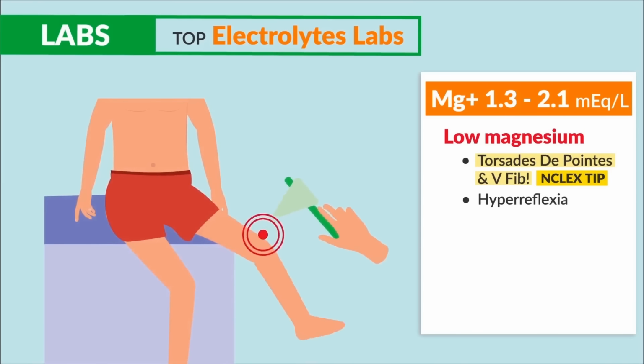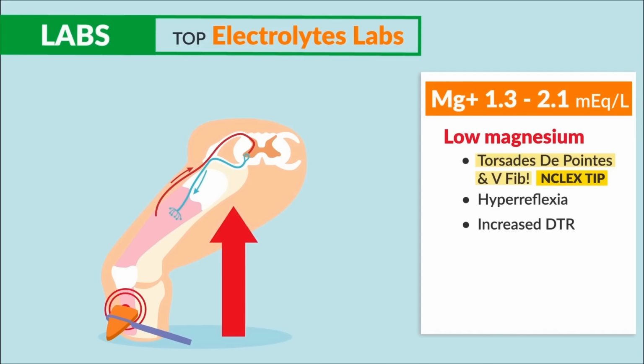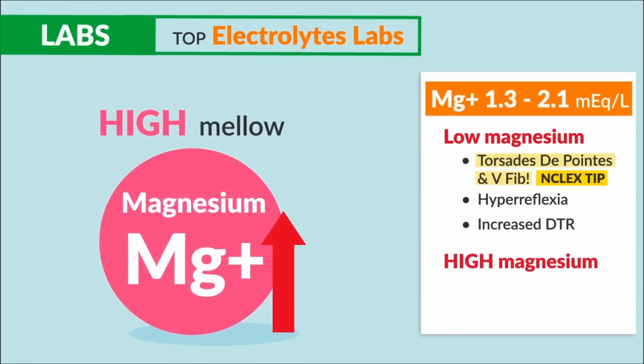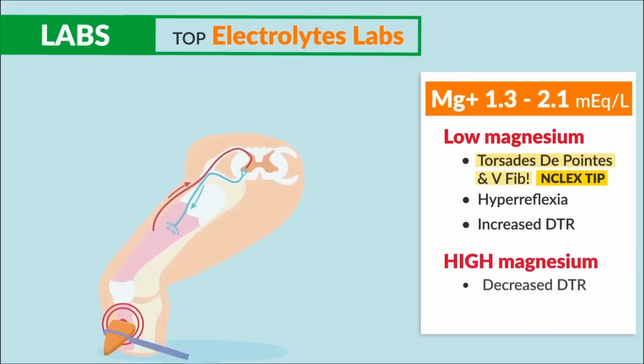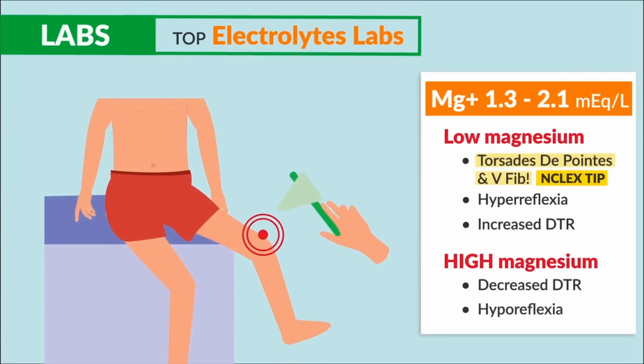Next is hyperreflexia, as well as increased DTRs, those deep tendon reflexes. And for high magnesium, we have high mellow. Everything is just mellowed out. So decreased DTRs and hyporeflexia here.